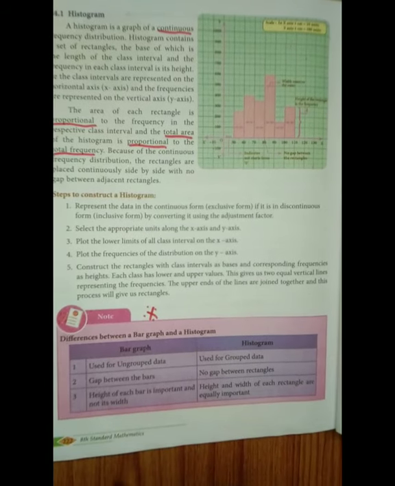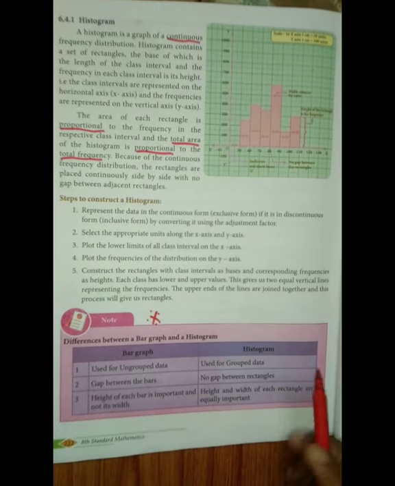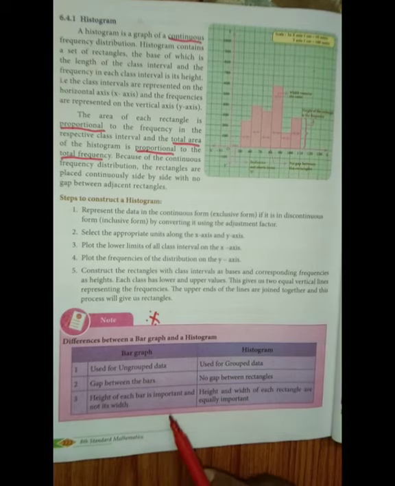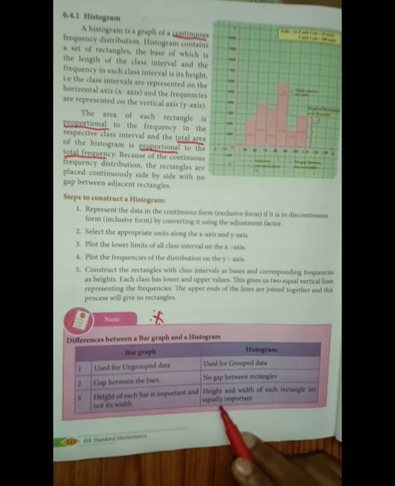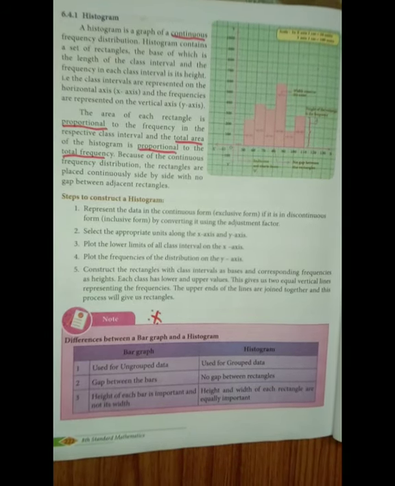So the points are: a bar graph is used for ungrouped data, a histogram is used for grouped data. In a bar graph there will be a gap. In a histogram there is no gap between the rectangles. The height of each bar is important, not its width. Here in a histogram, the height and width of each rectangle are equally important.